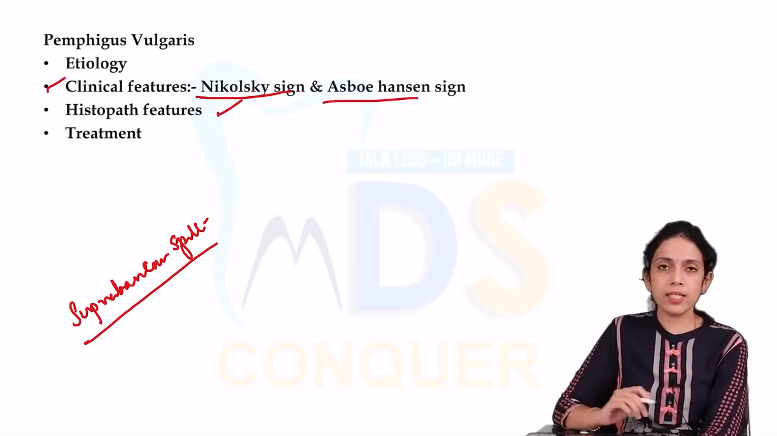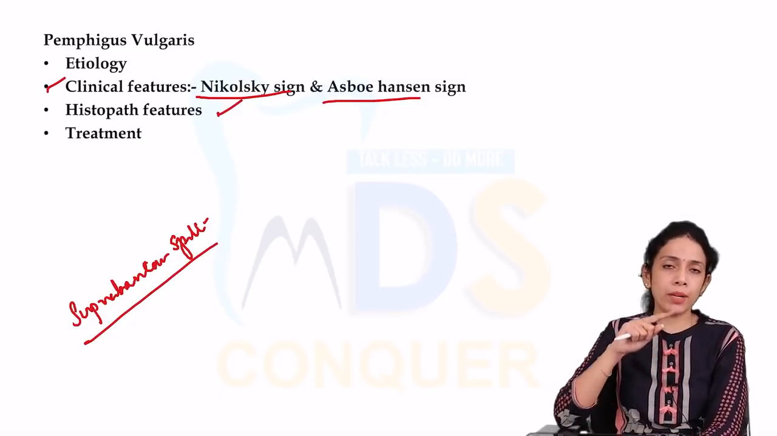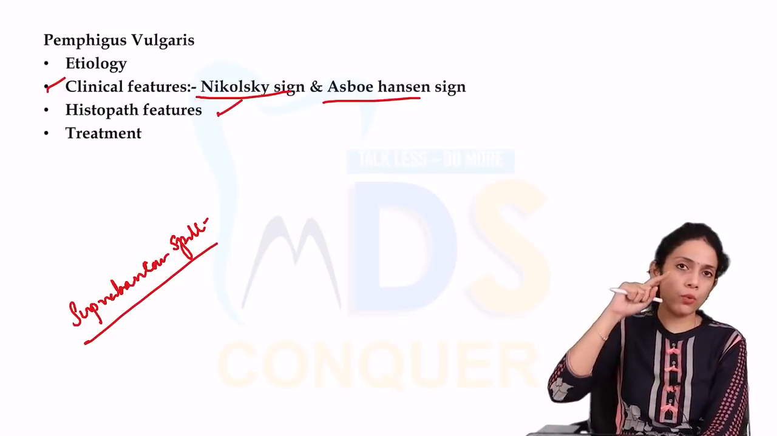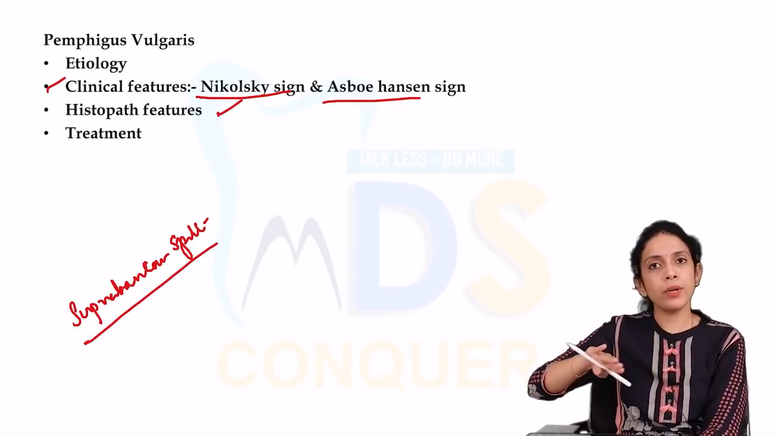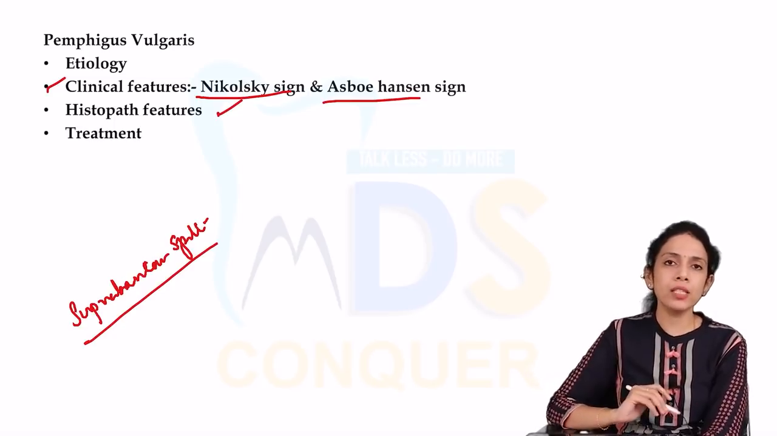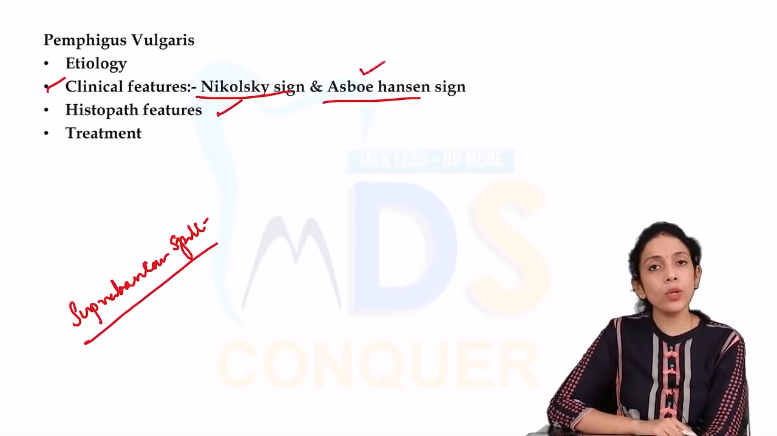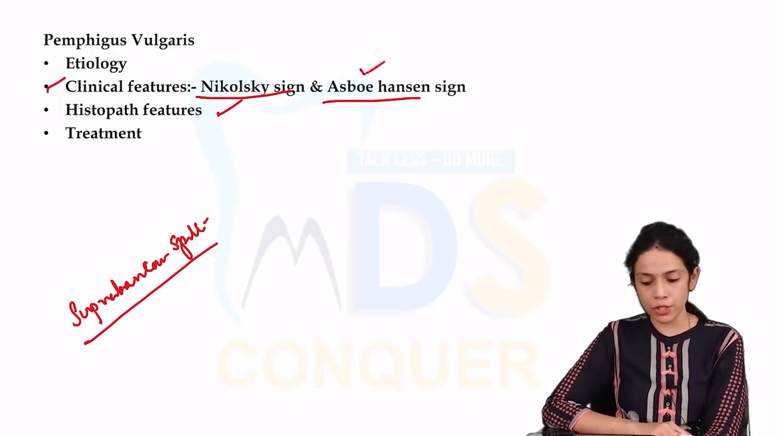Next is the Asboe-Hansen sign, which is the bullae spread phenomenon, where we apply pressure on the bulla and the bulla spreads laterally. That is the bullae spread phenomenon, also called the Asboe-Hansen sign. So these are the two important clinical features exhibited by pemphigus vulgaris patients.